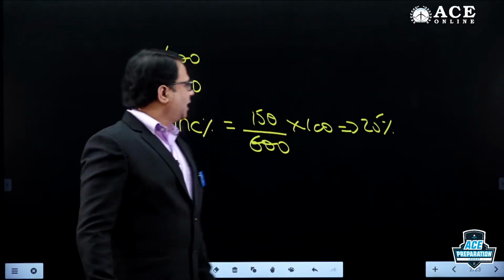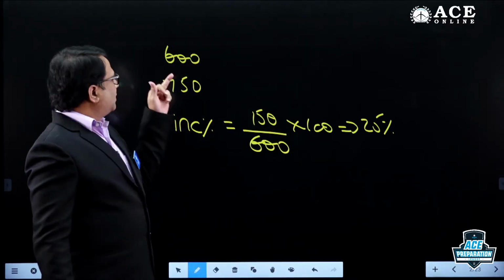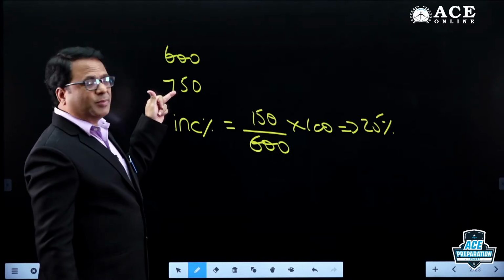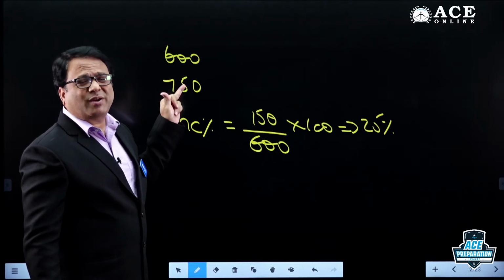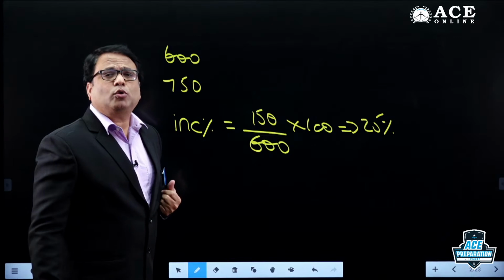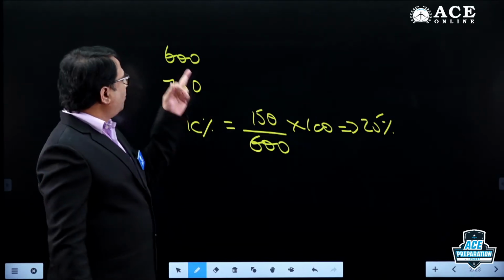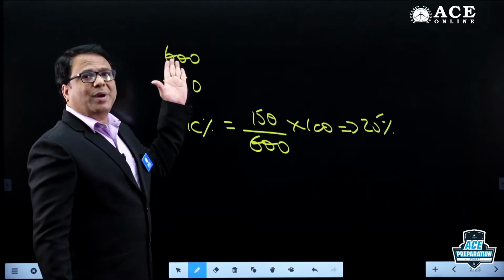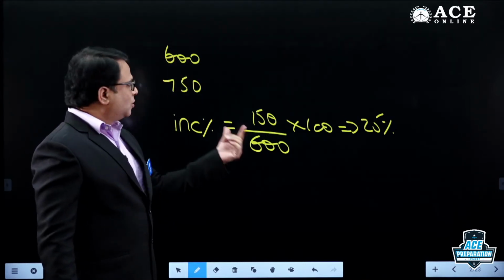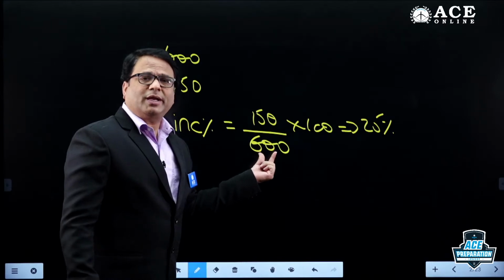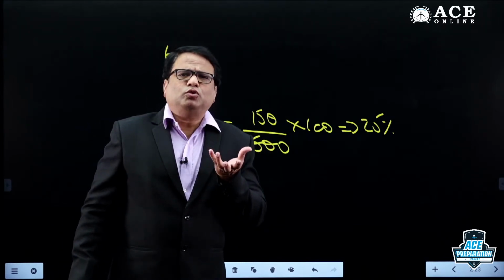Okay, now see here, the score in the second test has become 750. It has increased by 150. When compared to what? The score has increased when compared to what? When compared to 600. So the comparison is done with 600. So 600 should be the denominator. Then what should be the numerator?